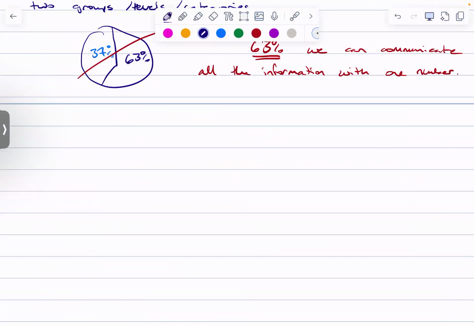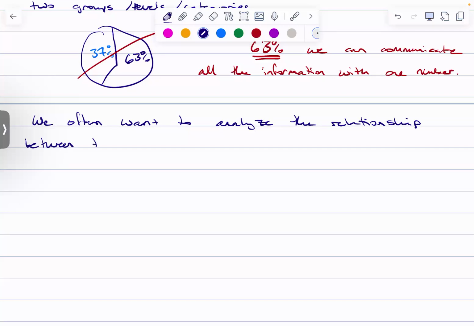Usually we have two categorical variables. There's not a lot that we can do with one categorical variable, but usually we want to look at the relationship between two categorical variables. So we often want to analyze the relationship between two categorical variables.